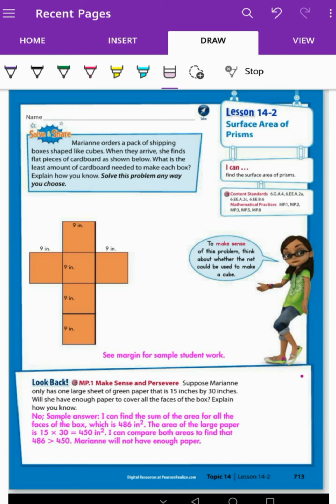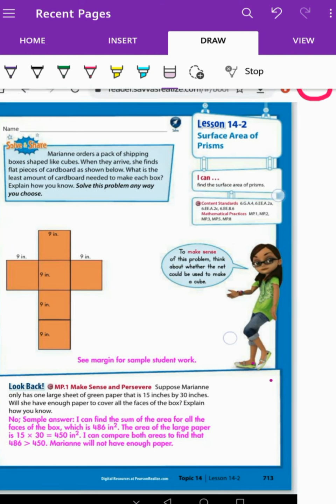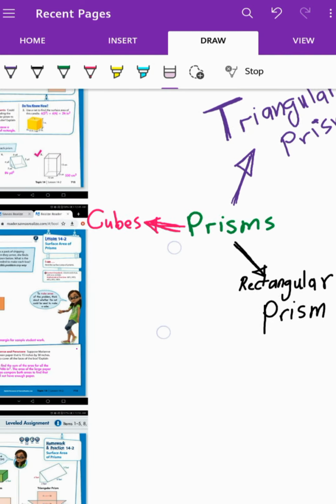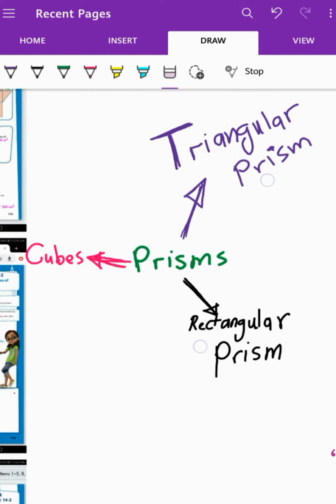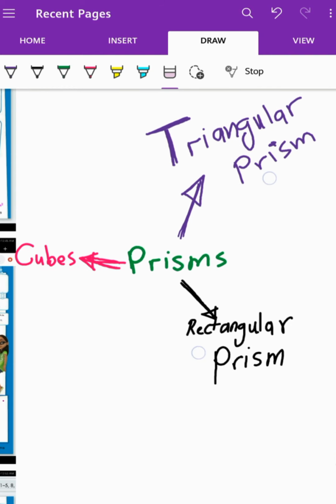Our lesson today is surface area of prisms, and our objective is how you can find the surface area of prisms. First of all, we have to know what kind of prisms we are going to find the surface area for. The three kinds of prisms are, first, the cube, then the rectangular prism, and last the triangular prism.